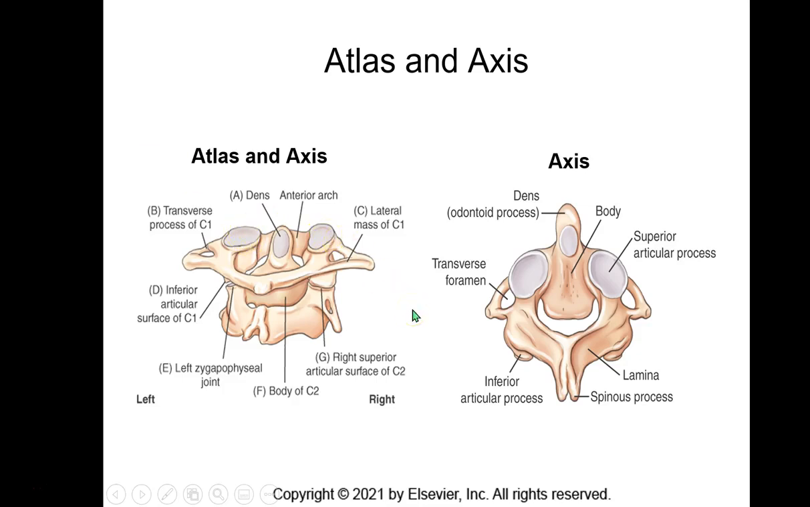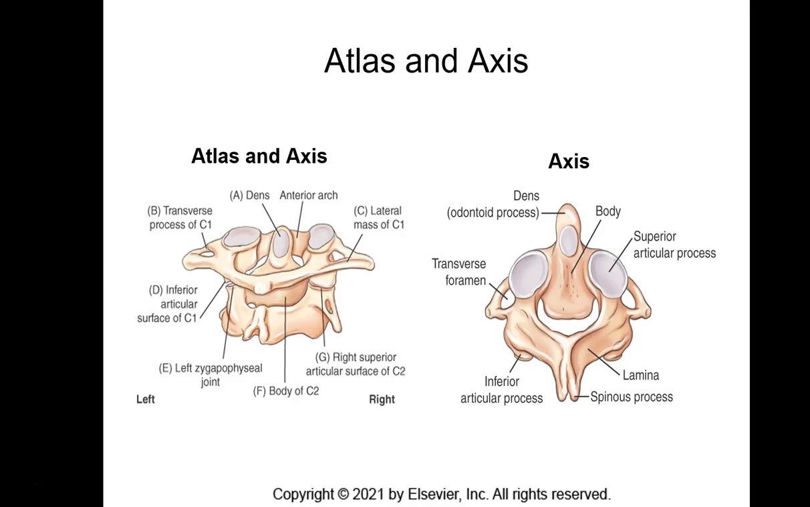It is possible to fracture the dens with severe stress from such actions as forced flexion or hyperextension, and that would be what we know as whiplash. Any fracture of the vertebral column at this level is serious because it could result in paralysis or even death.